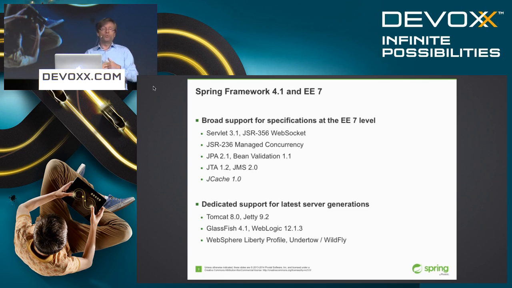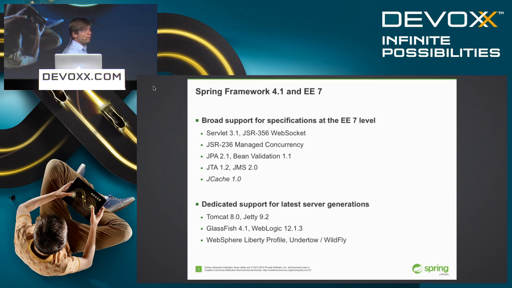There's support for JPA 2.1, Hibernate 4.3 of course, Bean Validation 1.1, Hibernate Validator 5.x. We have support for JTA 1.2. You can use the standard transactional annotation from JTA 1.2 with Spring components. There's general compatibility with JMS 2.0. Everything JMS 2.0 allows you to do, you can also do through Spring's JMS support.